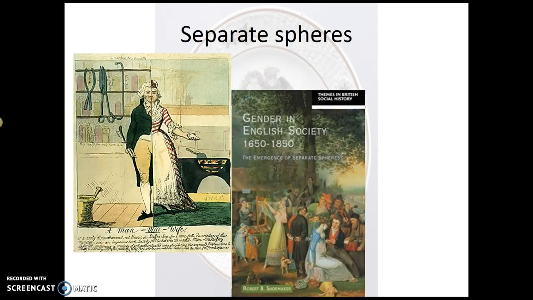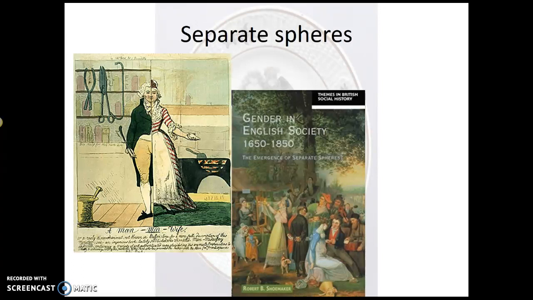So separate spheres is a really influential theoretical model, which historians have debated a lot in terms of how people at the time conceptualized gender, how different were men and women. And there's this idea that men and women operated in separate spheres. So a man operated in a public sphere that was to do with work, with money, with power, and therefore it's only men who could take part in the political nation, whereas women had different characteristics, which meant that they were domestic, that they had a home role, and they couldn't take part in politics.